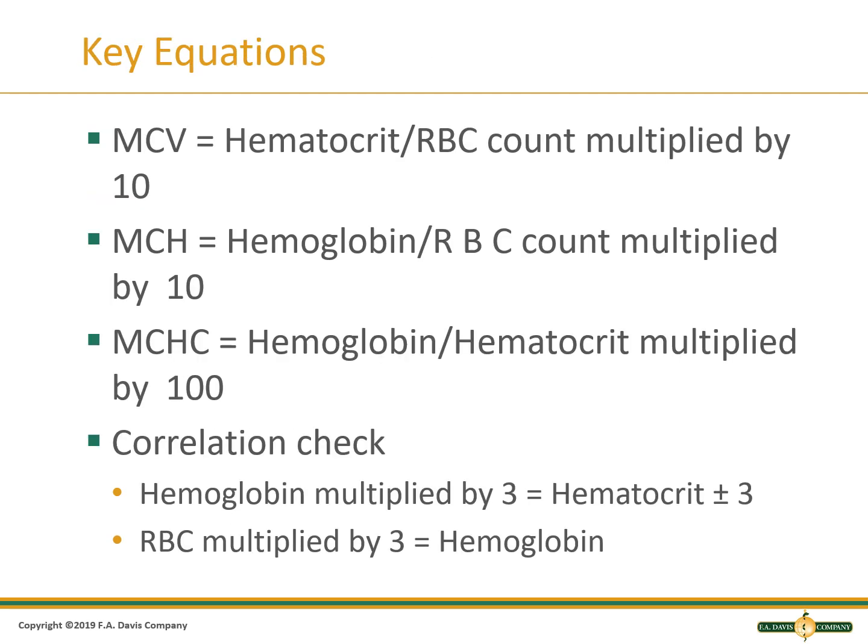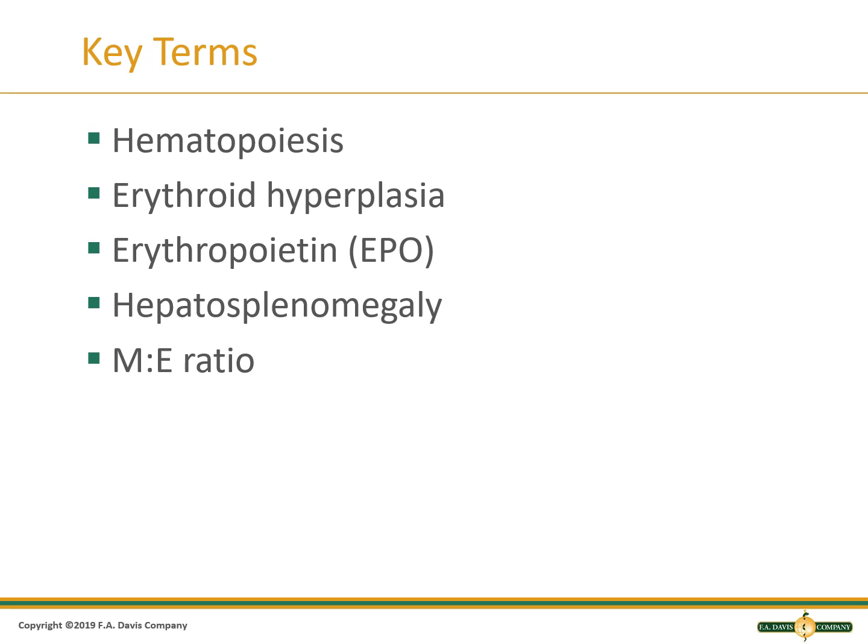So these last two slides are key equations that we've already discussed for MCV, MCH, MCHC. Your correlation check, like we discussed with the rule of three, as well as key terms such as hematopoiesis, erythroid hyperplasia, erythropoietin, EPO, hepatosplenomegaly, which means enlarged liver and spleen, and your myeloid to erythroid ratio. So make sure you guys know those terms going forward.